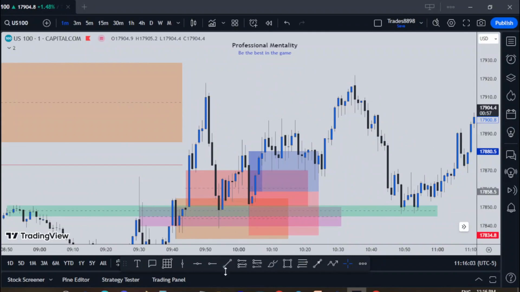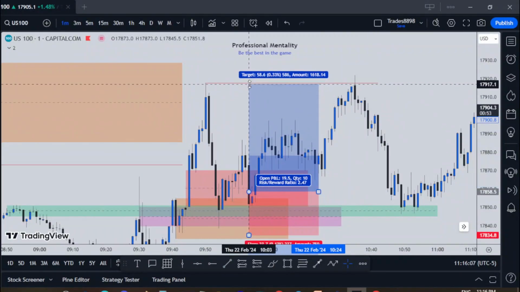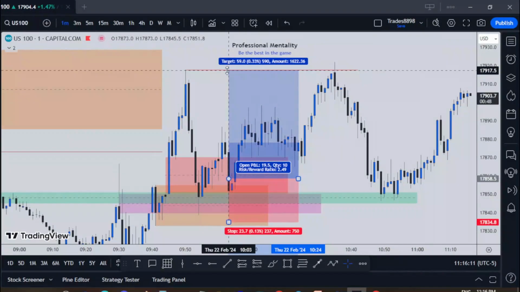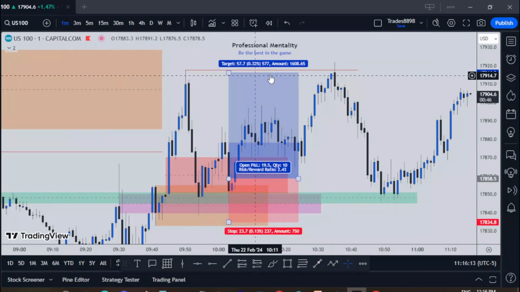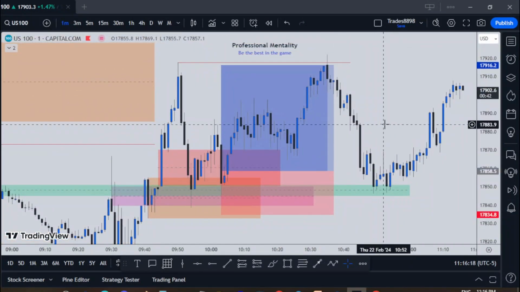And my take profit was at this high, because that is the most obvious level you can look for. So yeah, I think a little bit below, I closed somewhere around there. And it played out beautifully, okay?